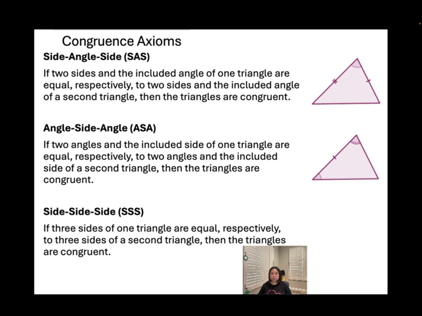Another one is SSS. If three sides of one triangle are equal to three sides of a second triangle, then the triangles are congruent.